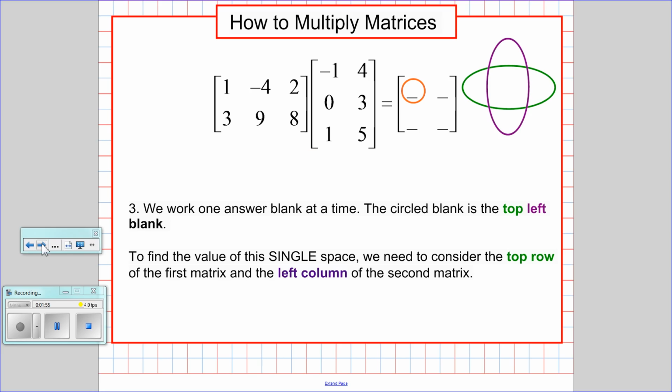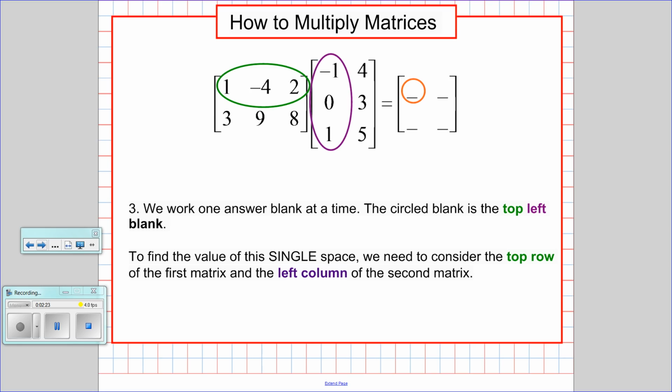So we're going to work one answer blank at a time through our answer. We would say that the circled blank up there is the top left blank. Now this order is important. We wouldn't call it the left top blank. To find the value of that single space, we need to consider the top row of the first matrix and the left column of the second matrix. So top, left.